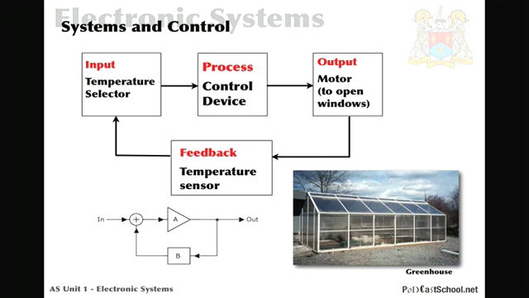The input is the temperature selector, so that's the point with which you as a human decide that that is too hot for whatever is in your greenhouse, and the process block is taking constant readings from a thermometer and then making a decision on whether to open the greenhouse window or not, and the information about the system is getting fed back to the input. Okay, so that's a typical example.